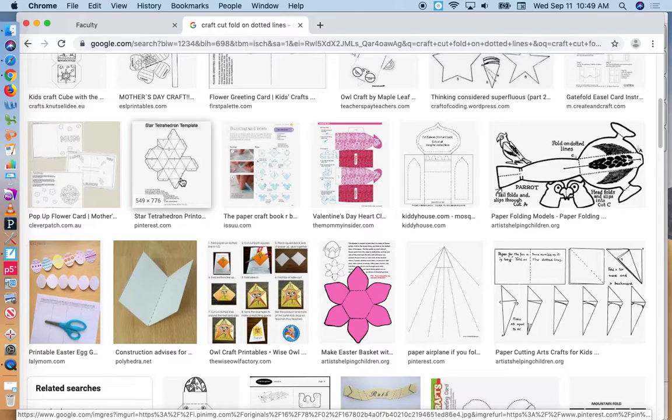Fold. You're going to fold. You've all folded on the dotted line, cut on the dotted line. I think I introduced this the other day.